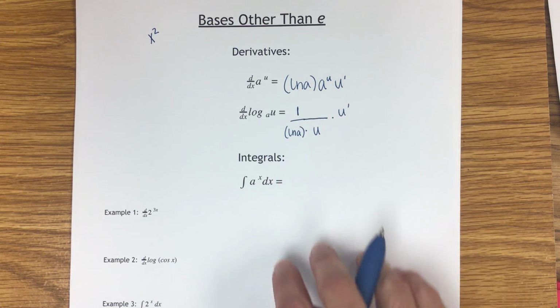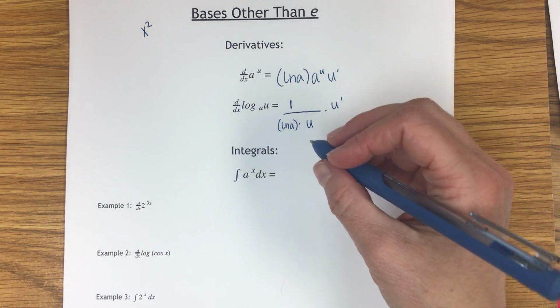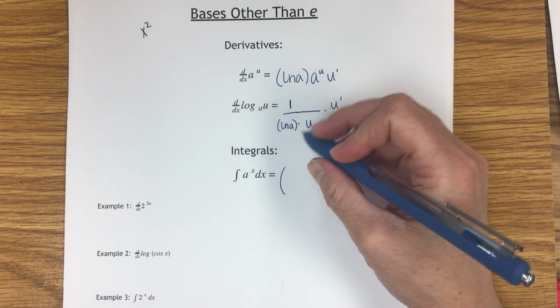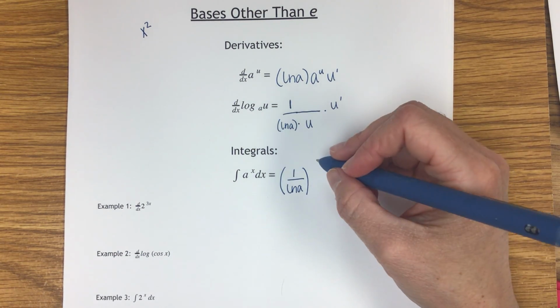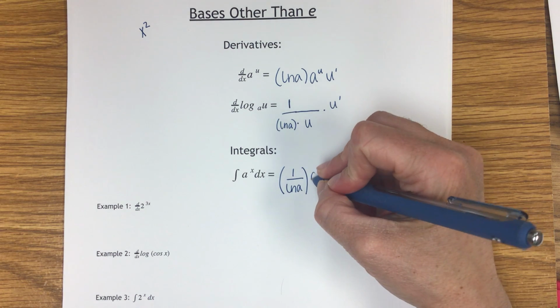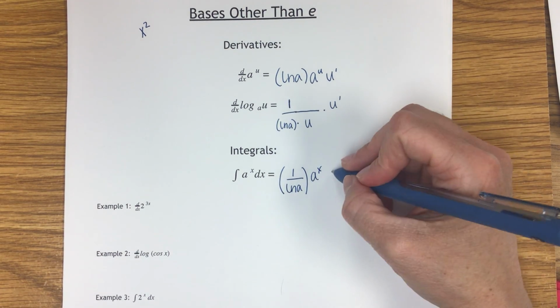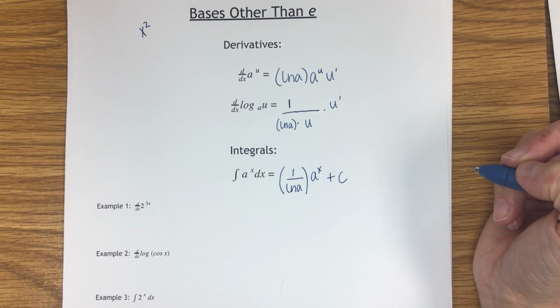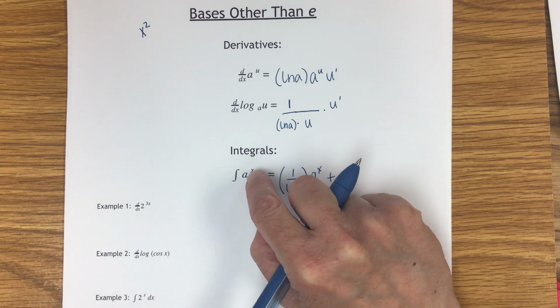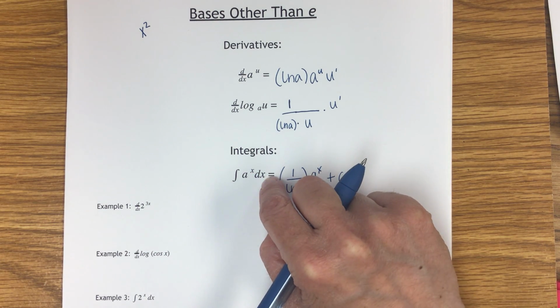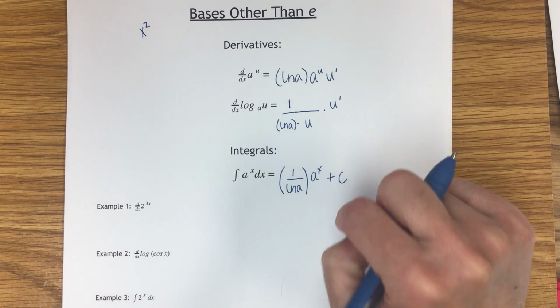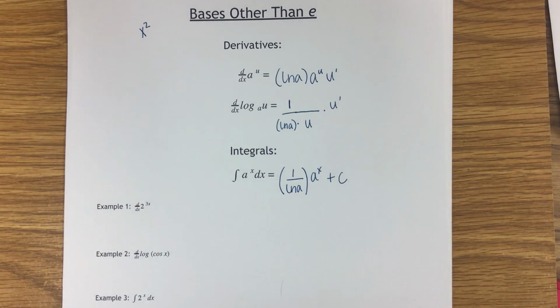The integral rule is 1 over natural log of a times copying a to the x and then plus c. This will also work with u and du if we get to that point, and we will. I'll show you 2 examples where it will be u and du. But those are the 3 formulas.